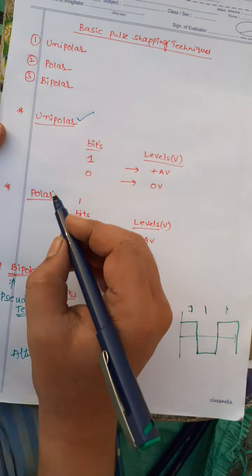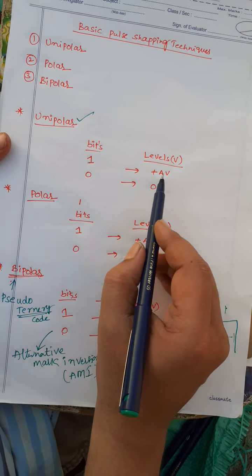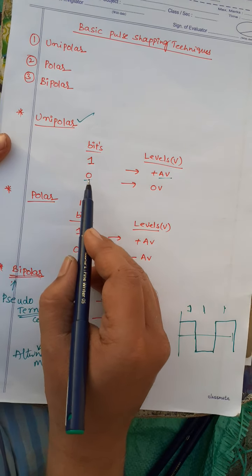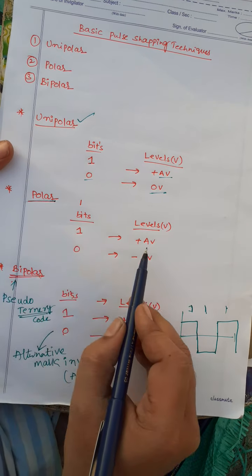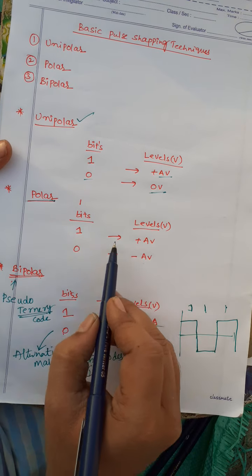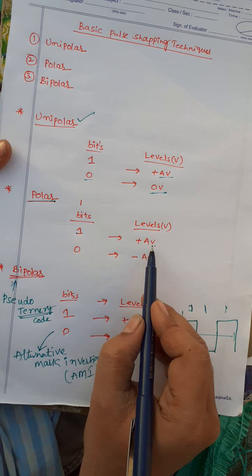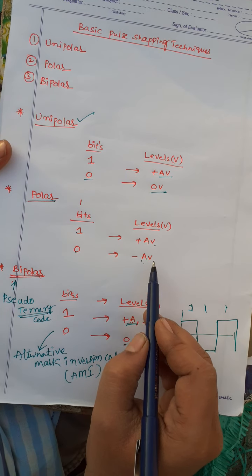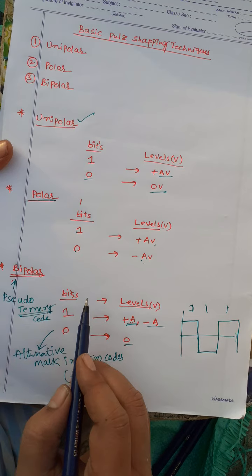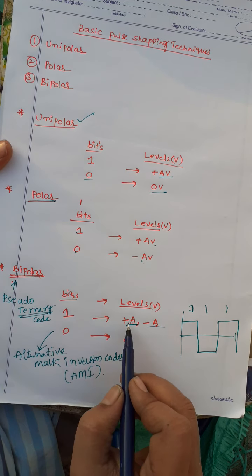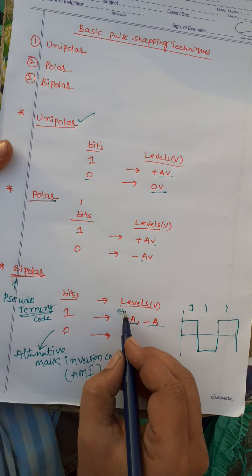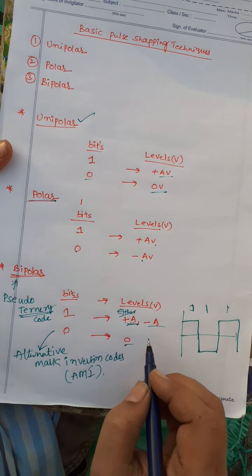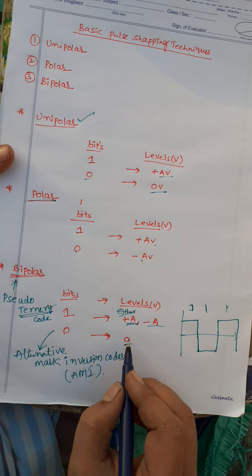One is unipolar. In unipolar, bit 1 will be represented as plus A volts and bit 0 will be represented as 0 volts. In polar, polar means it consists of 2 voltage levels. Bit 1 will be represented as plus A volts, bit 0 will be represented as minus A volts. Bipolar: in bipolar, bit 1 will be represented as plus A or minus A, and bit 0 will be represented as 0 volts.